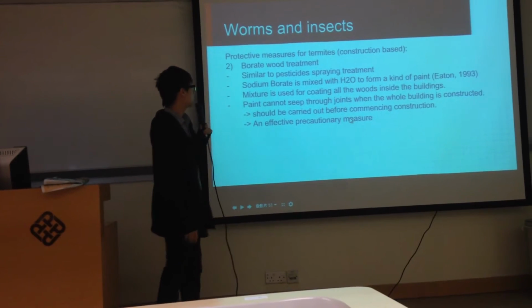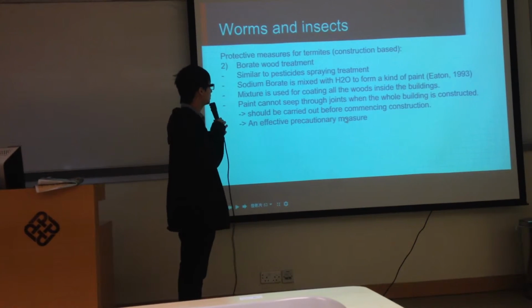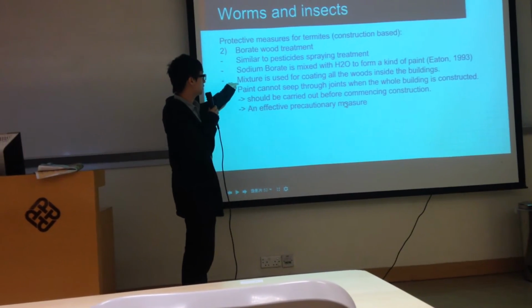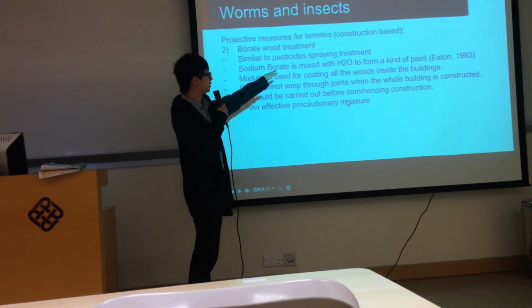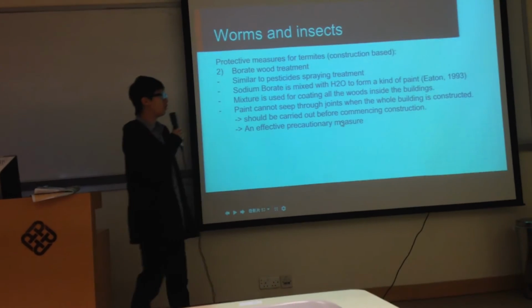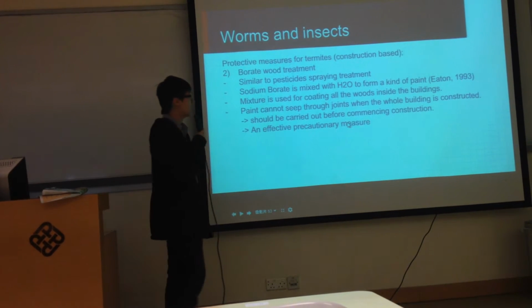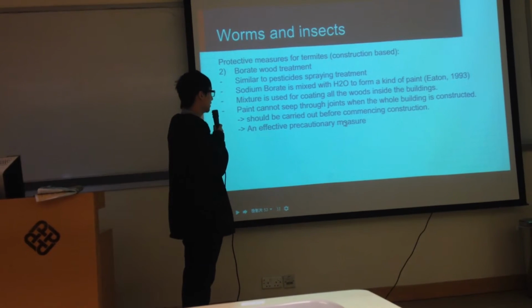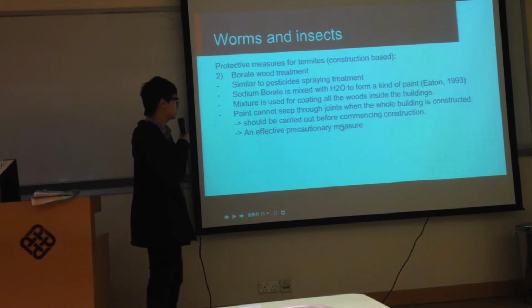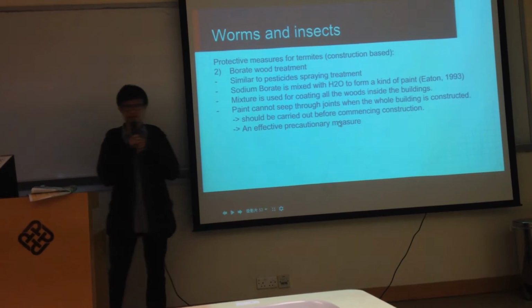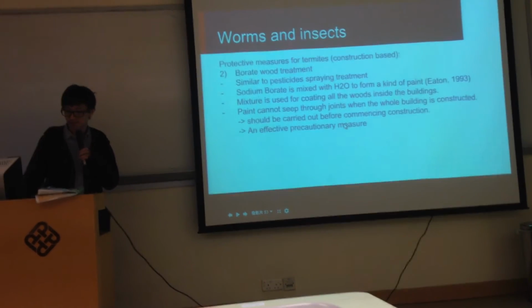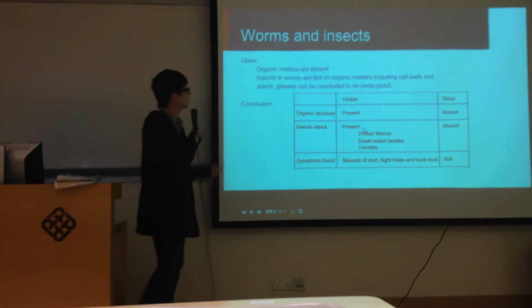The next one is the borate treatment. It's similar to the pesticide spraying treatment. However, a mixture of sodium borate and H2O is formed into a kind of paint and coats all the wood inside the buildings. While we can't paint the joints of the building when the whole building is constructed, this should be carried out before commencing construction. In other words, it's a very effective precautionary measure.